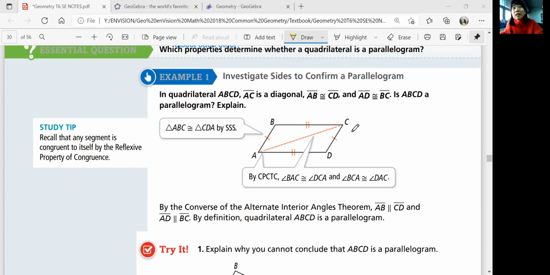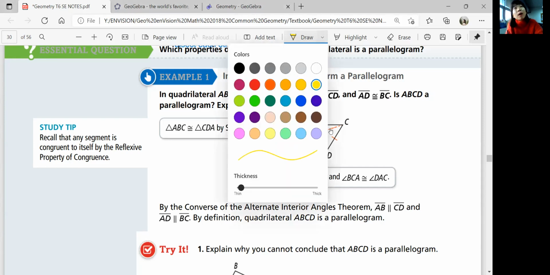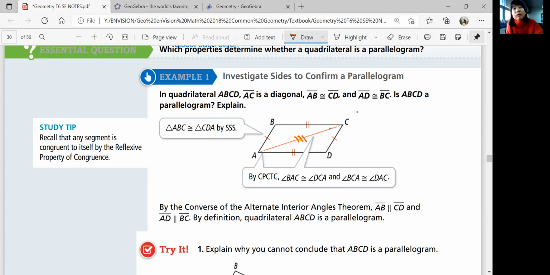You can prove it by the converse of the alternate interior angles theorem, because BC and AD are parallel. Wait, it must be a parallel line when you have alternate interior angles that are congruent. So first, in order to have the information that the alternate interior angles are congruent, you need to identify the two triangles ABC and CDA. And you can say, oh, they're congruent by SSS, and AC is congruent to itself by the reflexive property.